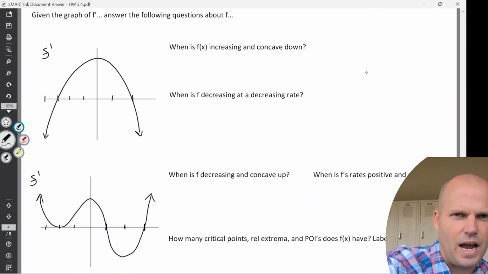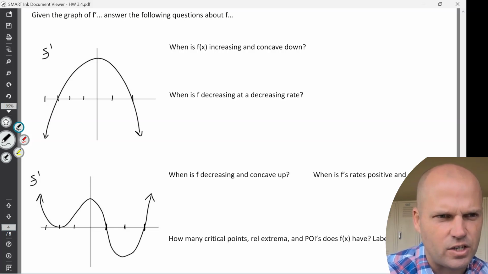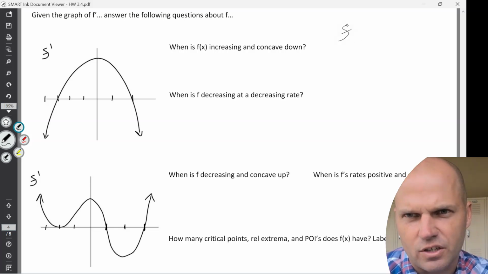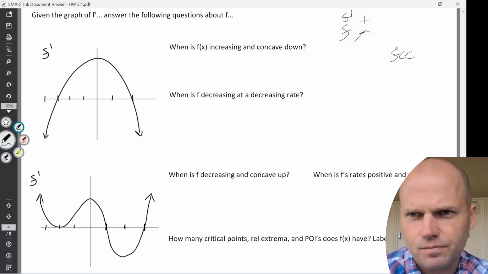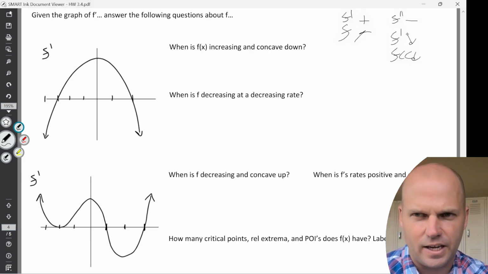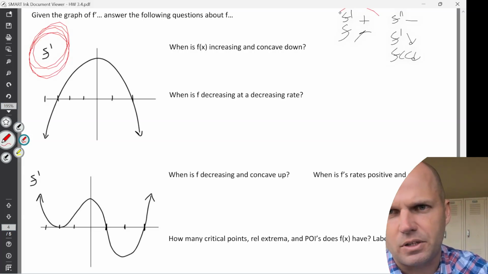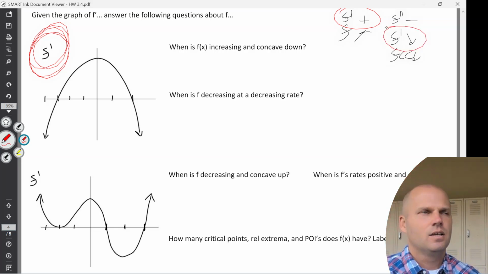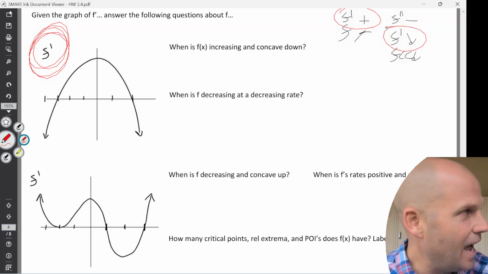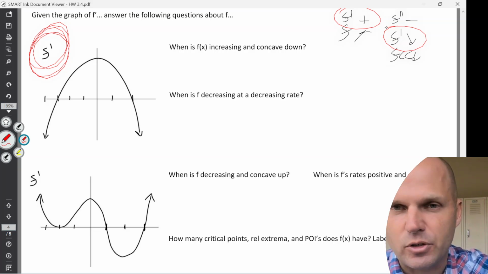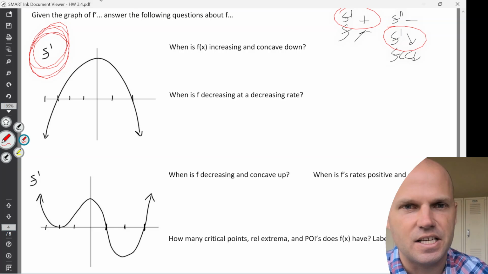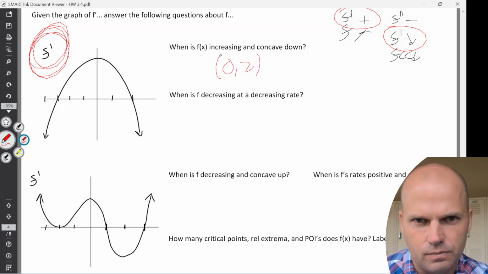Great. Can we get to some graph questions? Great. When is f increasing, concave down? Well, f is increasing when f prime is positive. F is concave down when f prime is going down, or when the slopes of f prime are negative, f double prime is negative. Since this is the graph of f prime, I should be looking at the signs and the direction. F prime should be positive and decreasing. The answer is 0 to 2.